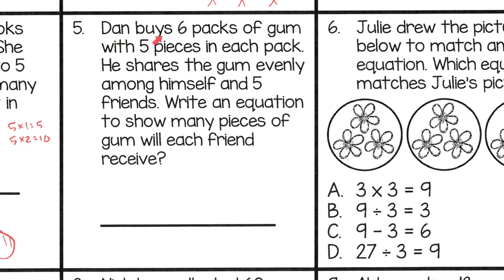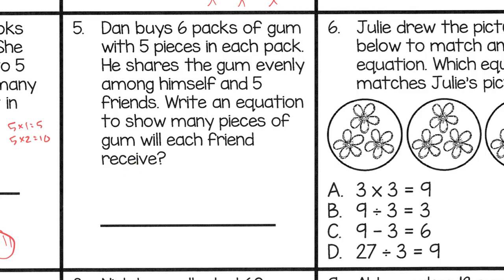Number 5. Dan buys 6 packs of gum with 5 pieces in each pack. He shares the gum evenly among himself and 5 friends. Himself and 5 friends, that sounds like 6 people. Write an equation to show how many pieces of gum each friend will receive.